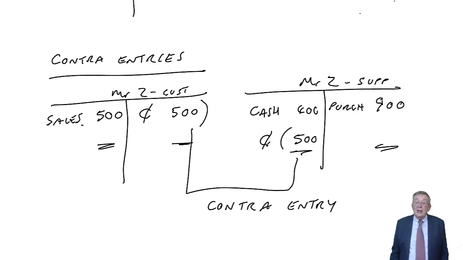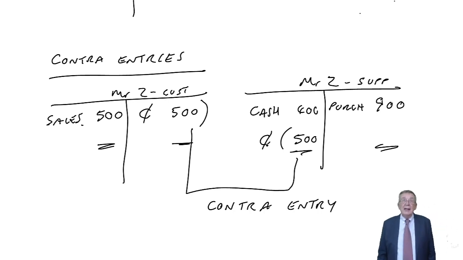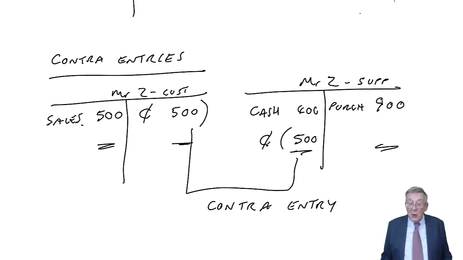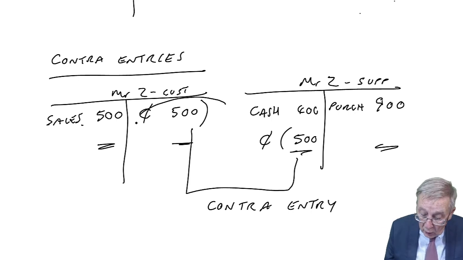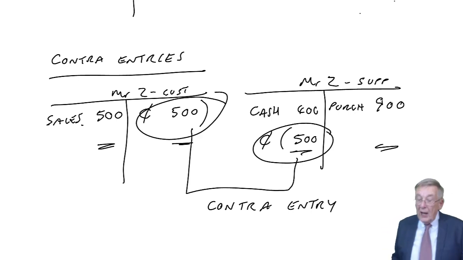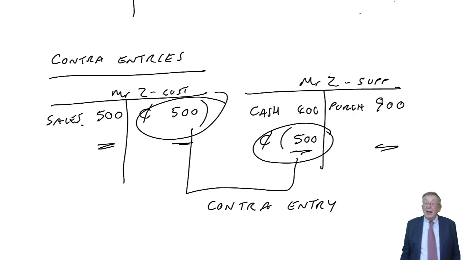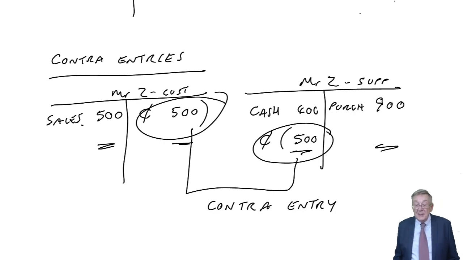Now, I better just mention, some of you will be thinking, oh, could it be the other way around? Well, the answer is no. It's always that way round. We always debit the supplier and credit the customers.